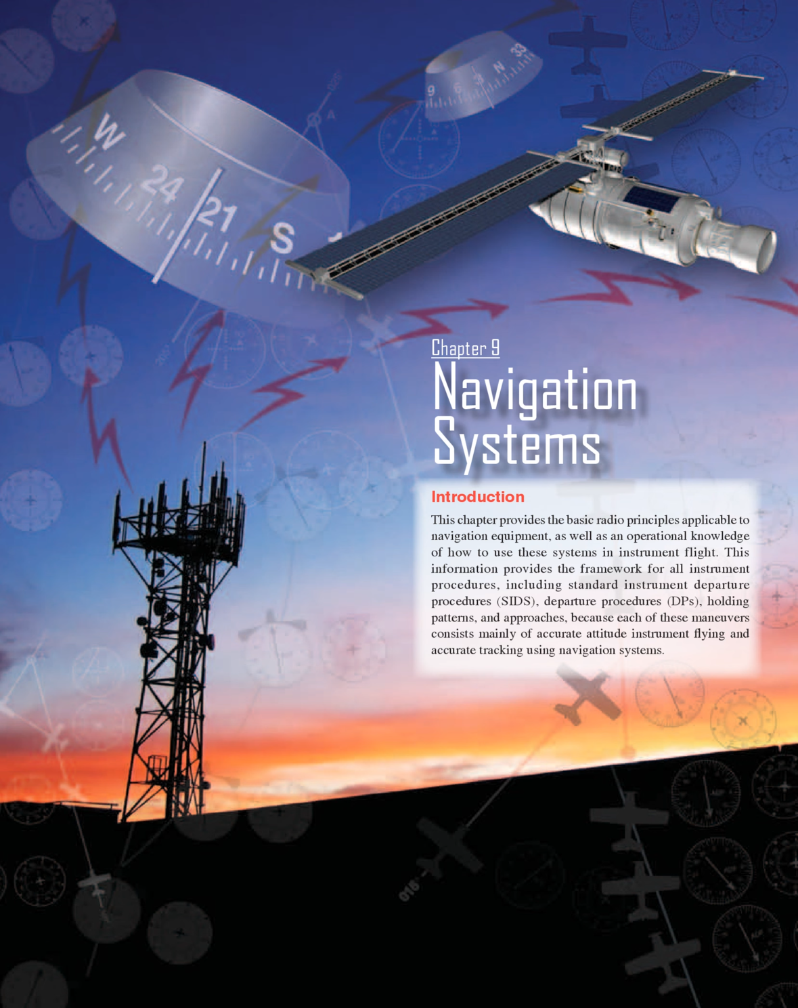Chapter 9: Navigation Systems. Introduction. This chapter provides the basic radio principles applicable to navigation equipment, as well as an operational knowledge of how to use these systems in instrument flight. This information provides the framework for all instrument procedures, including Standard Instrument Departure Procedures (SIDs), Departure Procedures (DPs), Holding Patterns, and Approaches, because each of these maneuvers consists mainly of accurate attitude instrument flying and accurate tracking using navigation systems.